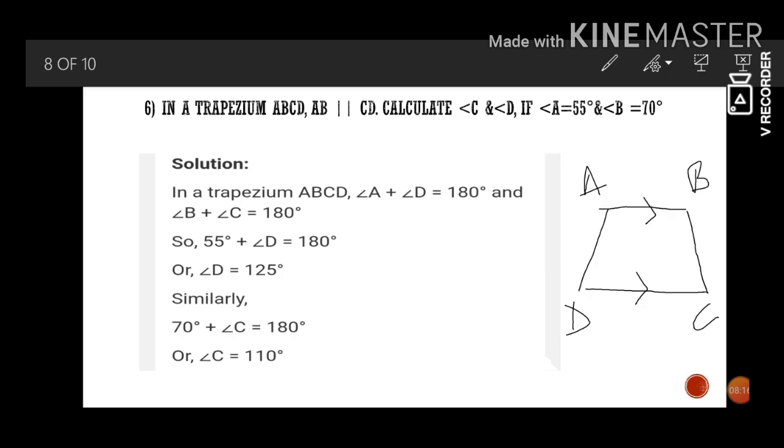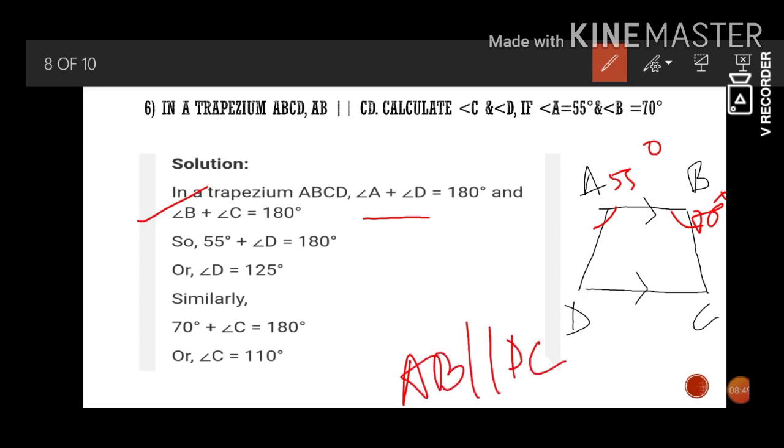Now question number 6. In question number 6, we have a trapezium ABCD. AB is parallel to CD. Calculate angle C and D if angle A is 55 and angle B is 70. So we know that in a trapezium, angle A plus angle D is equal to 180, as well as angle B plus angle C is equal to 180, as AB is parallel to DC.